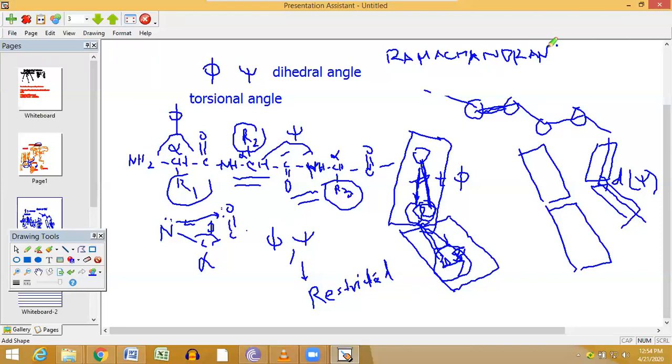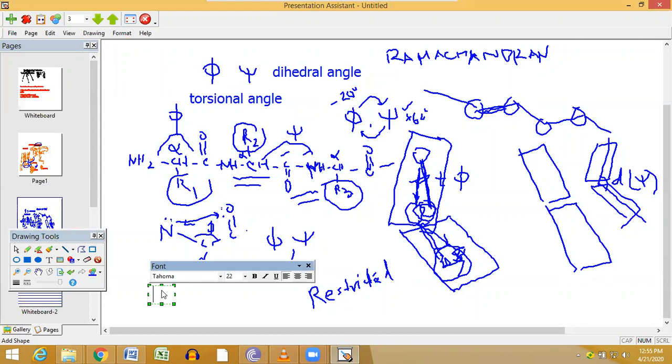And he also told one thing, that depending on phi, psi can be defined, or vice versa. That means depending on psi, phi can also be defined. That means phi and psi have a mutual correlation. If phi is minus 20 degrees, we can predict how much psi will be. Or if I know the psi is, say, plus 60 degrees, I can predict how much phi will be. So phi and psi are mutually constrained.